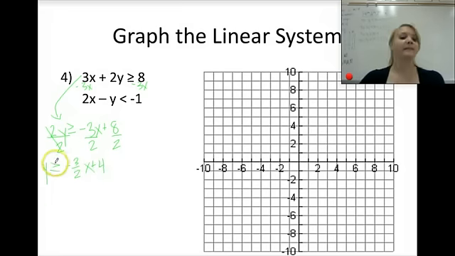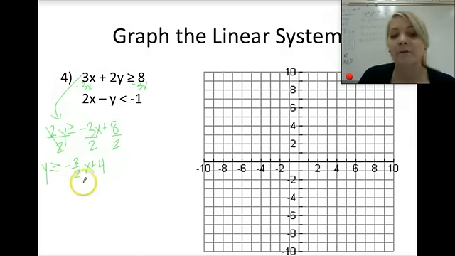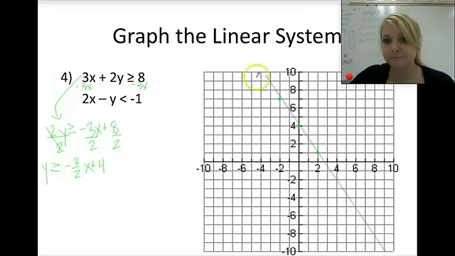Keep in mind that's going to be a solid line. We're graphing y equals negative 3/2 x plus 4. So we have a y-intercept at 4. Then we have a slope of negative 3 over 2. So we're going to go down 1, 2, 3 to the right 2, and also up 3, 1, 2, 3 to the left 2. Solid line.